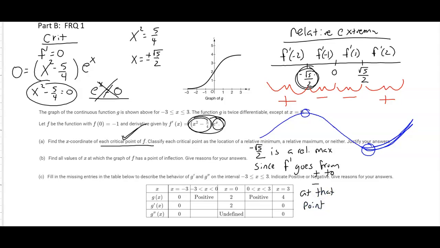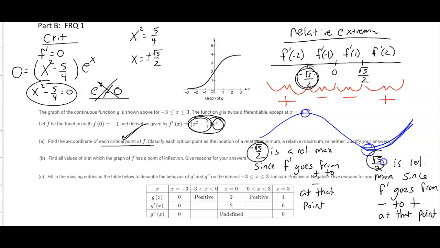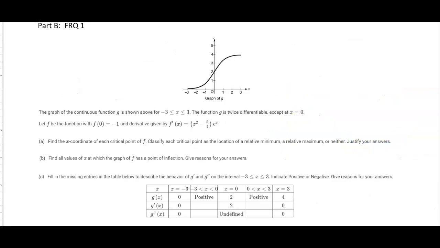You're going to say the same thing for this other one over here, but for a minimum instead. Radical 5 over 2 is a relative min since f prime goes from negative to positive at that point. So I've identified them, I've given my reasons, so I've answered all three questions. We've found our critical points, we've explained whether they're maxes or mins, and we've given an explanation of why, and therefore that question is done.